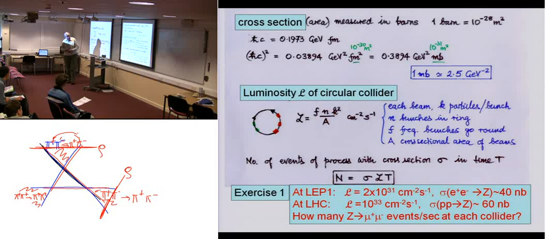Having got this luminosity, you can then take the process you're interested in, whatever cross-section it has, sigma, multiply by this luminosity, and say how long you're going to do the experiment, capital T, and that's going to give you the number of events you're going to get of the things that interest you. As an exercise, go to LEP 1. Well, we should mention what LEP 1 is.